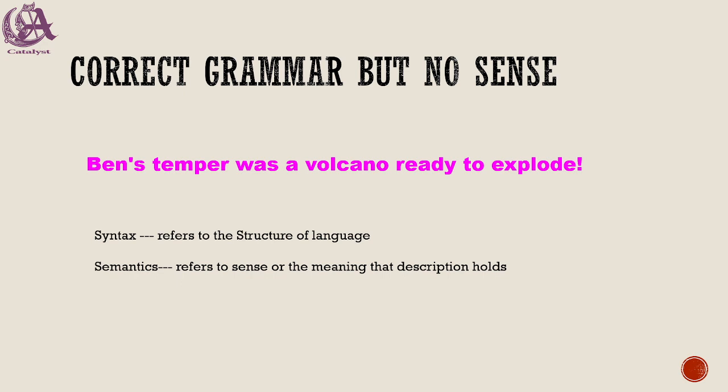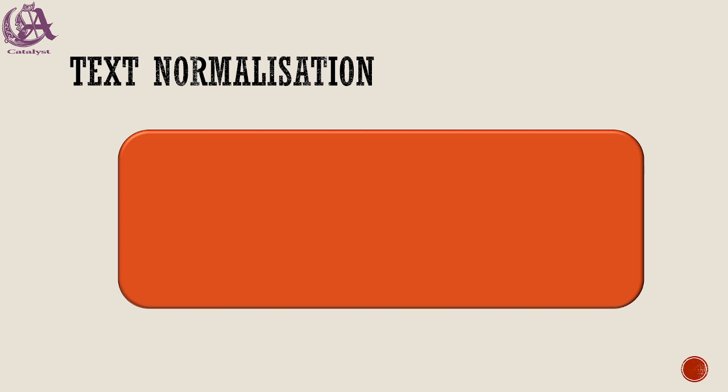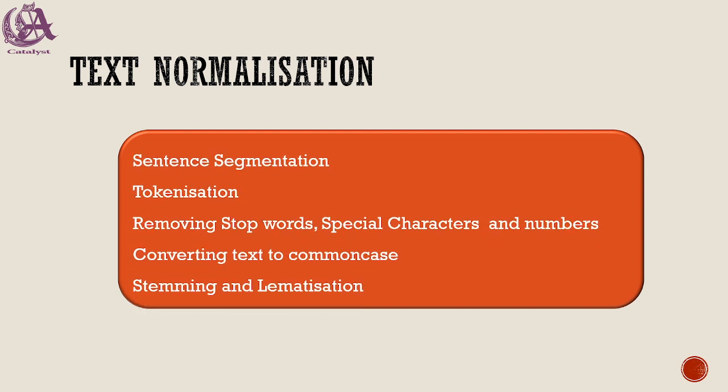So let us start with the first step of NLP. The first step of NLP we call text normalization. It has certain sub steps: sentence segmentation, tokenization, removing stop words, special characters and numbers, and converting text to a common case. Stemming and lemmatization is a very important step.